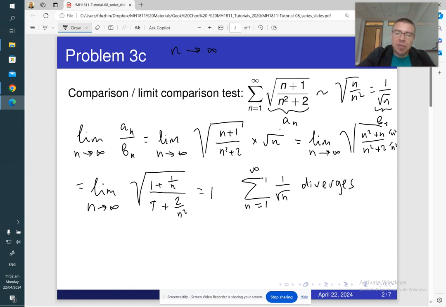Since this is a p series, where p is less than 1. So p is 1/2, which is less than 1. And since this summation of bn diverges, so does the original series. So we conclude that our series diverges.